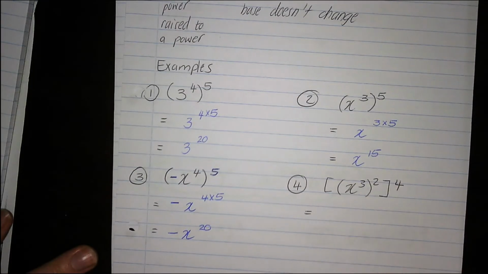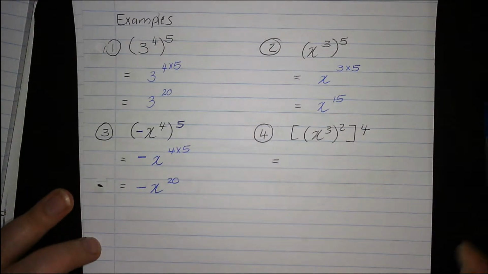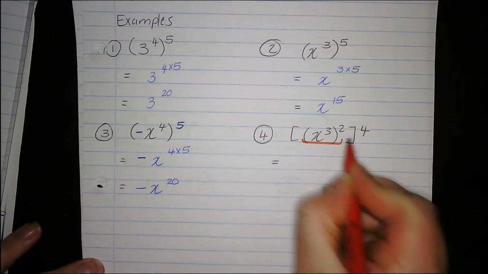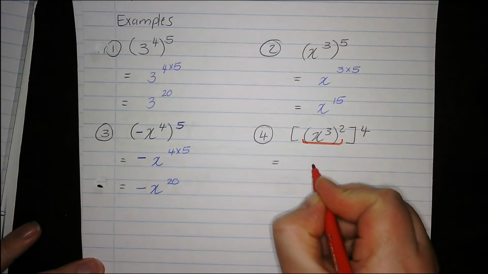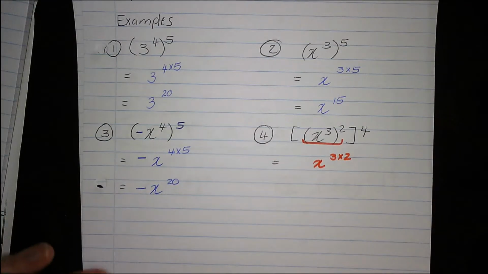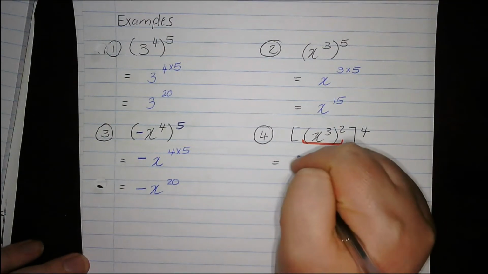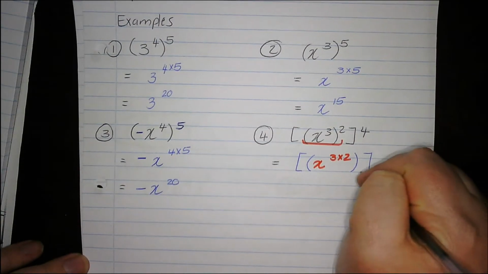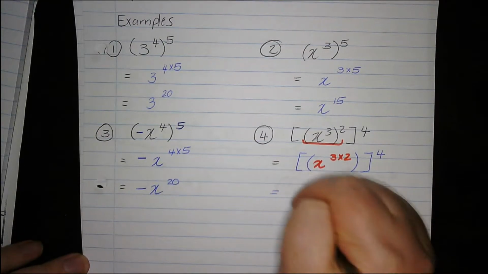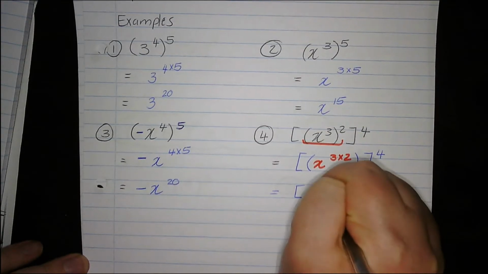And now let's have a look at number 4, when we have a power raised to a power raised to a power. So we're going to start on the inside. We have x to the power 3 to the power 2. So that gives us x to the power 3 times 2 on the inside. So that's in the round brackets, and that's to the power 4. Okay. So that power on the outside stays the same. So we have to the power 4, and on the inside we have x to the power 6.